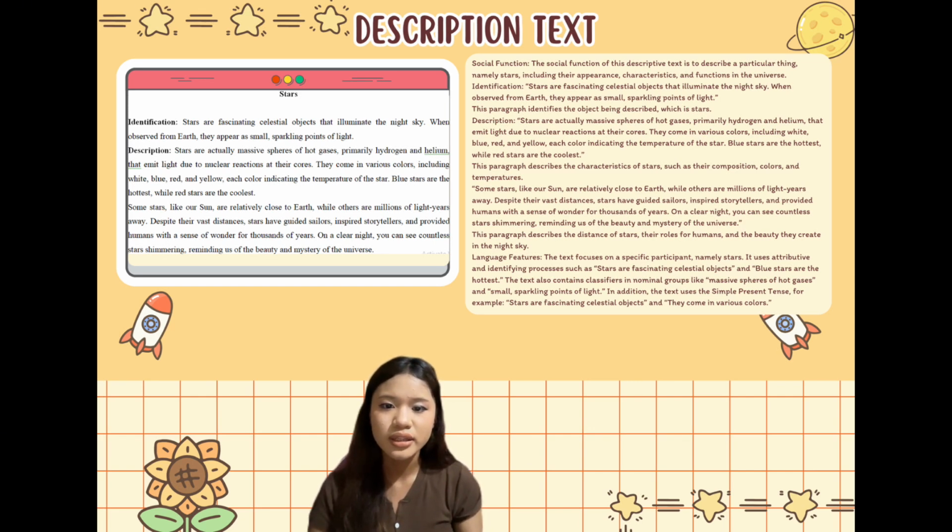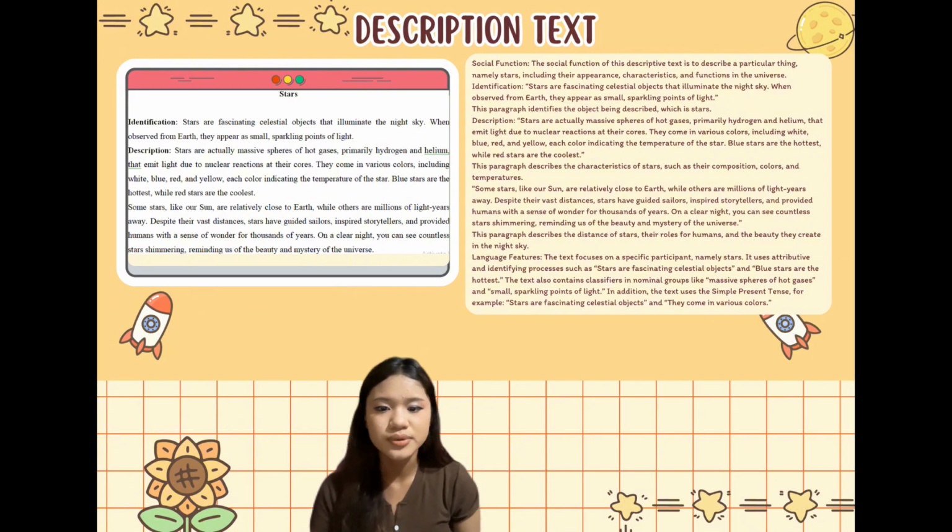In the identification part, the writer says stars are fascinating celestial objects that illuminate the night sky. This paragraph identifies the object being described, which is stars. In the description part, the writer explains stars are actually massive balls of hot gases. This paragraph describes the characteristics of stars, such as their compositions, colors, and temperatures.